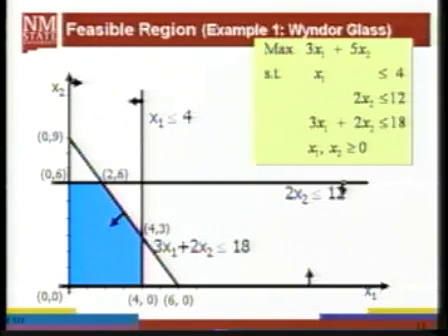And I want you to recall from your memory: how many extreme points do you have in this case? 5, right? Because we have only 5 corner points in this feasible region, right?